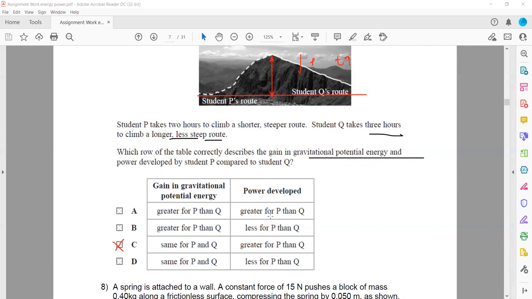Is it clear? Same thing, the question could be about work done, so the same answer will apply if they ask for work done. Any doubt in this question?